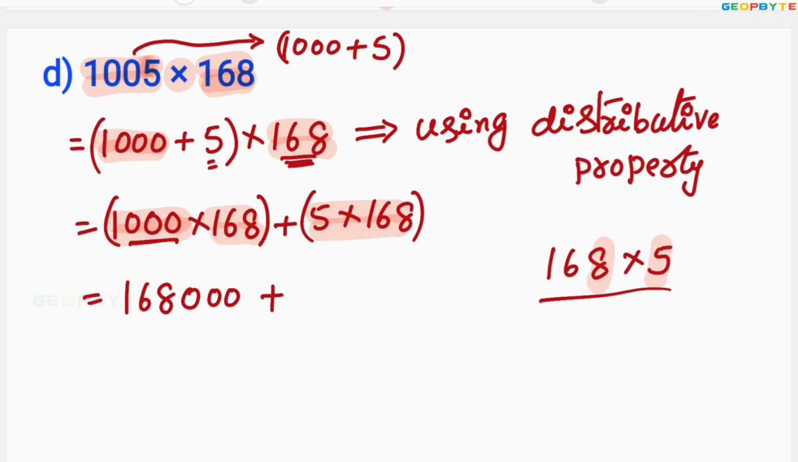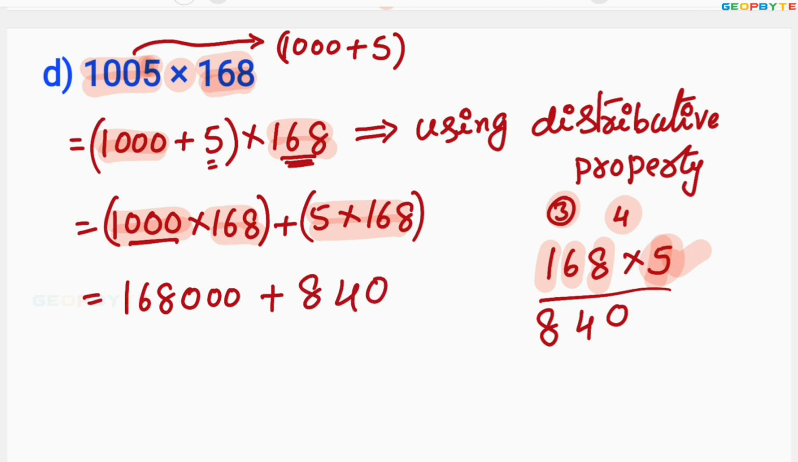5 multiplied by 8, 40. Write 4 here, 0. 5 multiplied by 6, 30 plus 4, 34. Write 4, 3 balance. 5 multiplied by 1, 5 plus 3, 8. It is 840. Now let us add this number and this number.